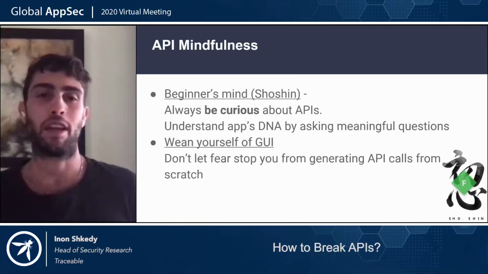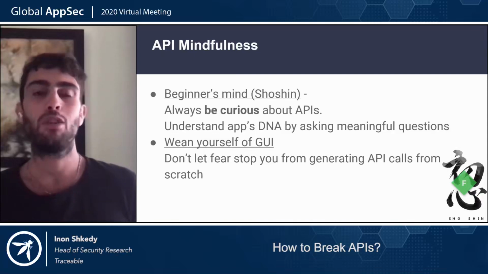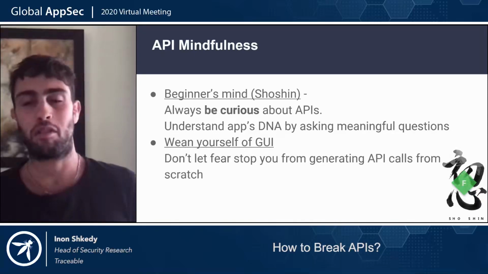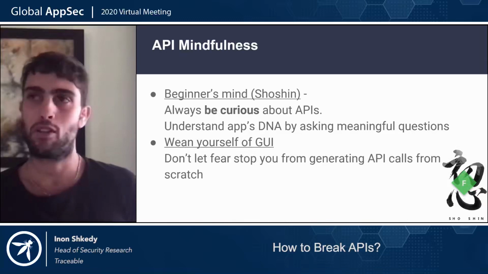First of all is beginner's mind. Beginner's mind is a concept that tells you that you need to be curious about anything in life. The same thing applies to APIs. You should understand what the business logic of the application is by looking at the API traffic.